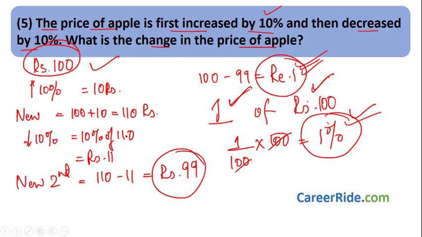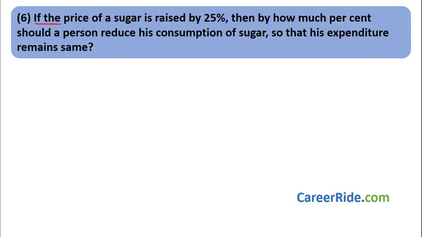Moving to question number 6. If the price of sugar is raised by 25%, then by how much percent should a person reduce his consumption of sugar so that expenditure remains same? Now over here this might look a bit difficult, but it is not. It is pretty easy. By common sense we can easily solve this.